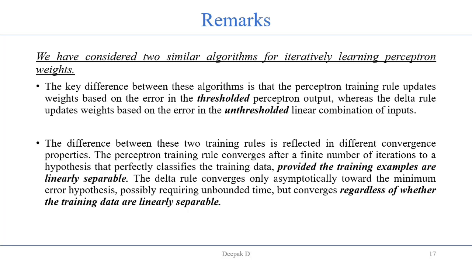The second remark is that the difference between these two training rules is reflected in different convergence properties. The perceptron training rule converges after a finite number of iterations to a hypothesis that perfectly classifies the training data, provided the training examples are linearly separable. The delta rule converges only asymptotically toward the minimum error hypothesis, possibly requiring unbounded time, but it converges regardless of whether the training data is linearly separable or not. These are the two important remarks about learning perceptron weights.